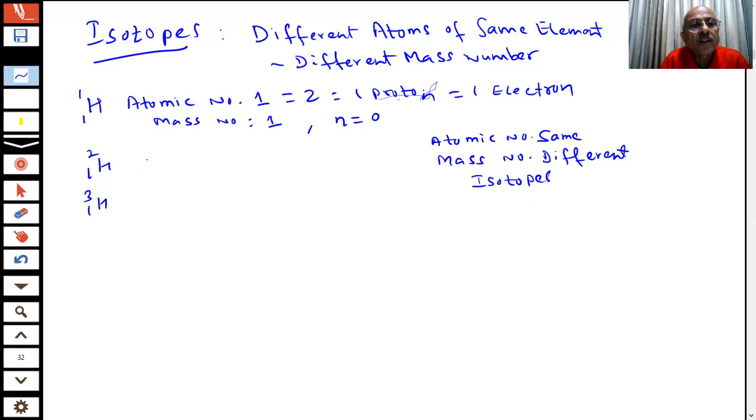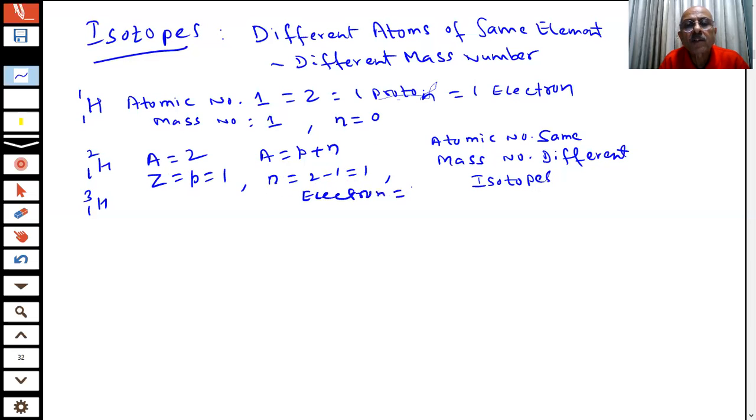So what will be the difference here? Here the mass number A is 2 and Z, the number of protons, is 1. Then how many neutrons will there be? A is P plus N. How many neutrons? Tell me. 2 minus 1, 1 neutron. So it has 1 proton and 1 neutron. And how many electrons are there? You already know. Electrons 1, because there is no charge on the atom.